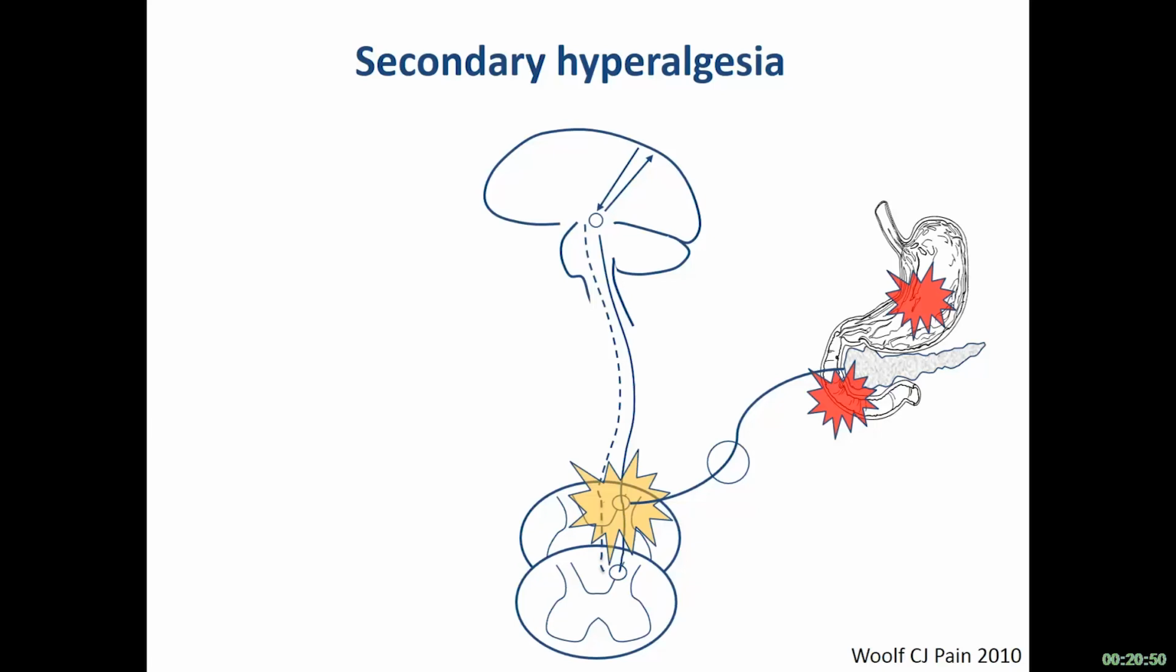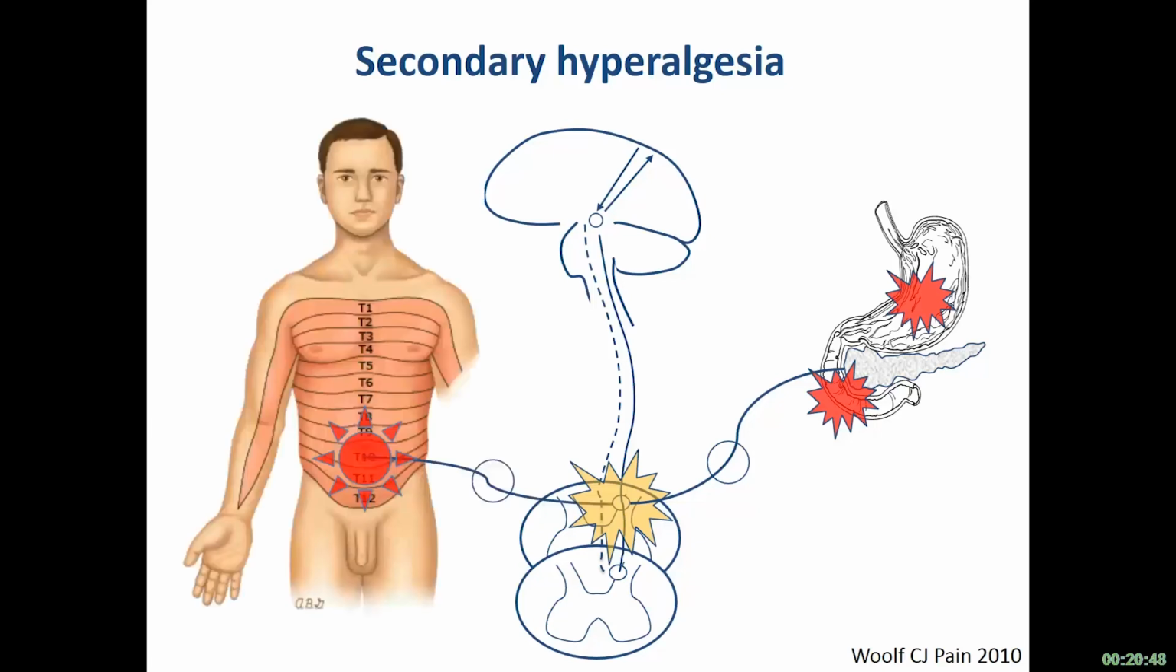But even smarter, we may also use the concept of referred pain, because we know that there's some somatic and visceral convergence on the spinal cord level. So the increased pain responsiveness, the hyperalgesic state, may also be reflected in the referred pain areas of the patients. So this is very useful in the clinic.